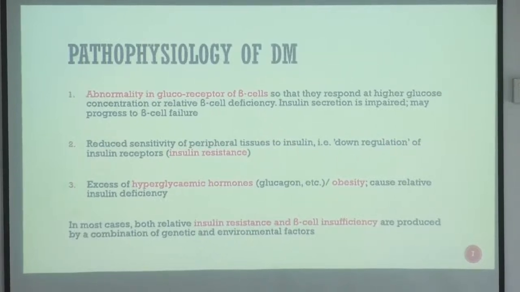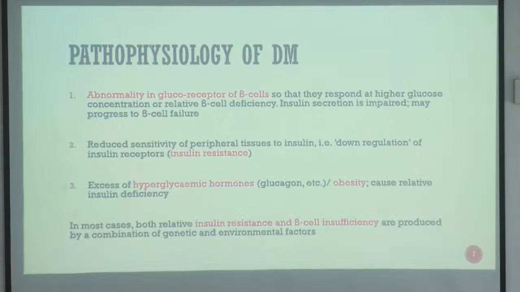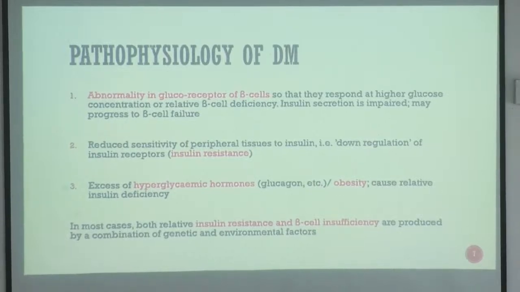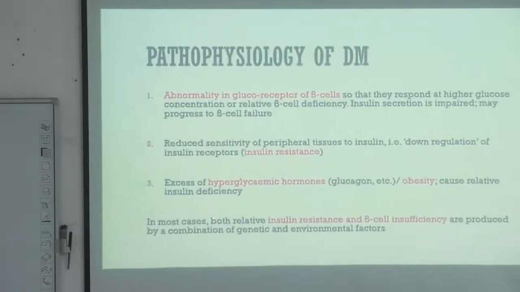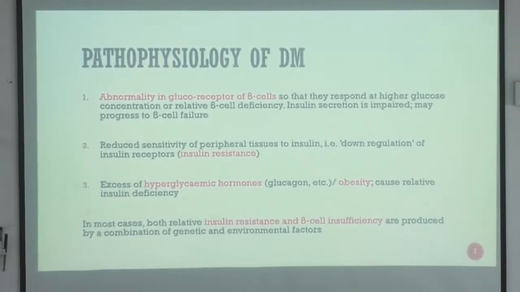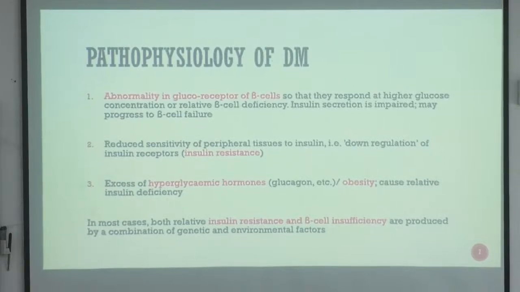Number 2 is reduced sensitivity of the peripheral tissues to insulin, that is, down regulation of insulin receptors, shown by insulin resistance. Excess of hyperglycemic hormones, particularly glucagon, and obesity all lead to relative insulin resistance. In most cases, however, both insulin resistance and beta cell insufficiency are produced by a combination of genetic and environmental factors.